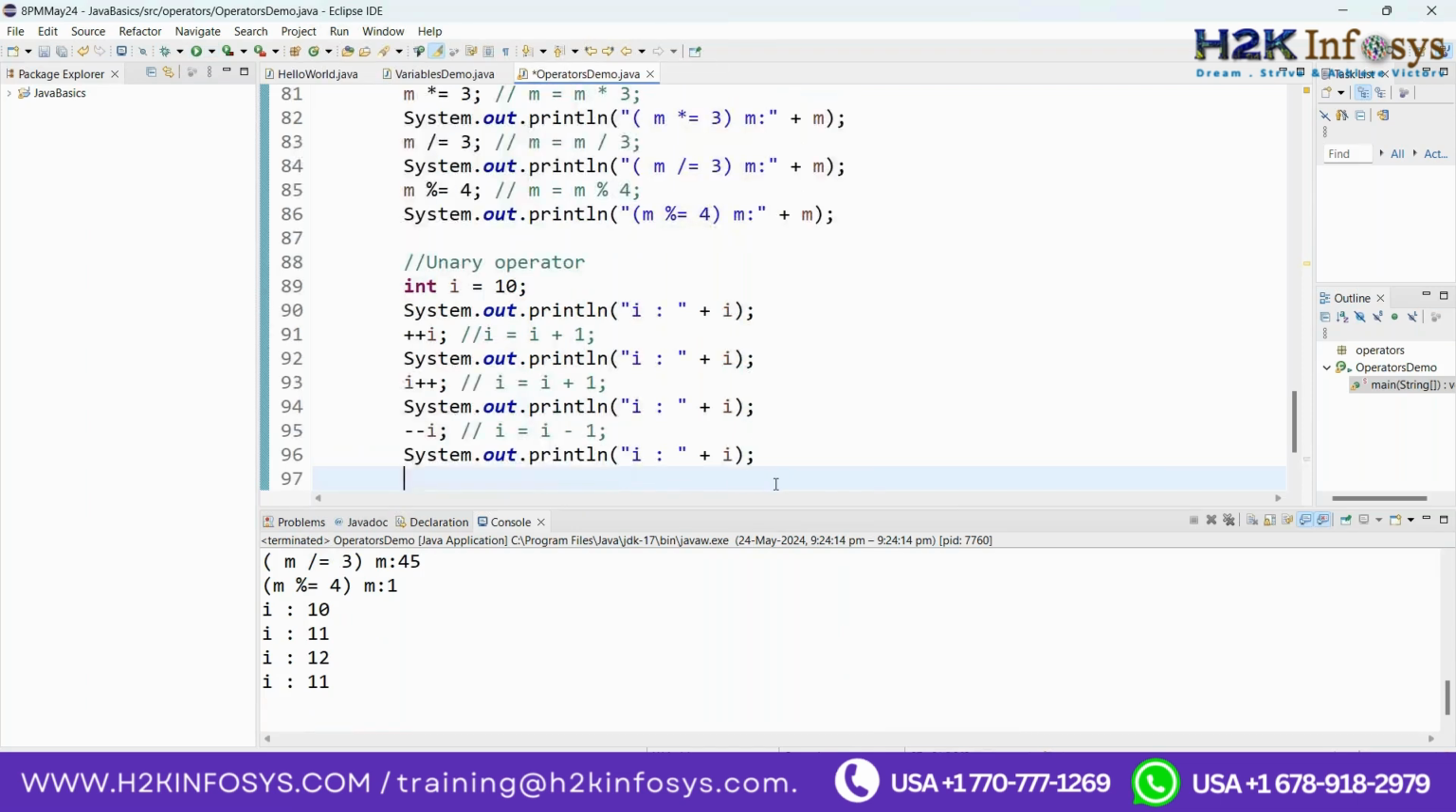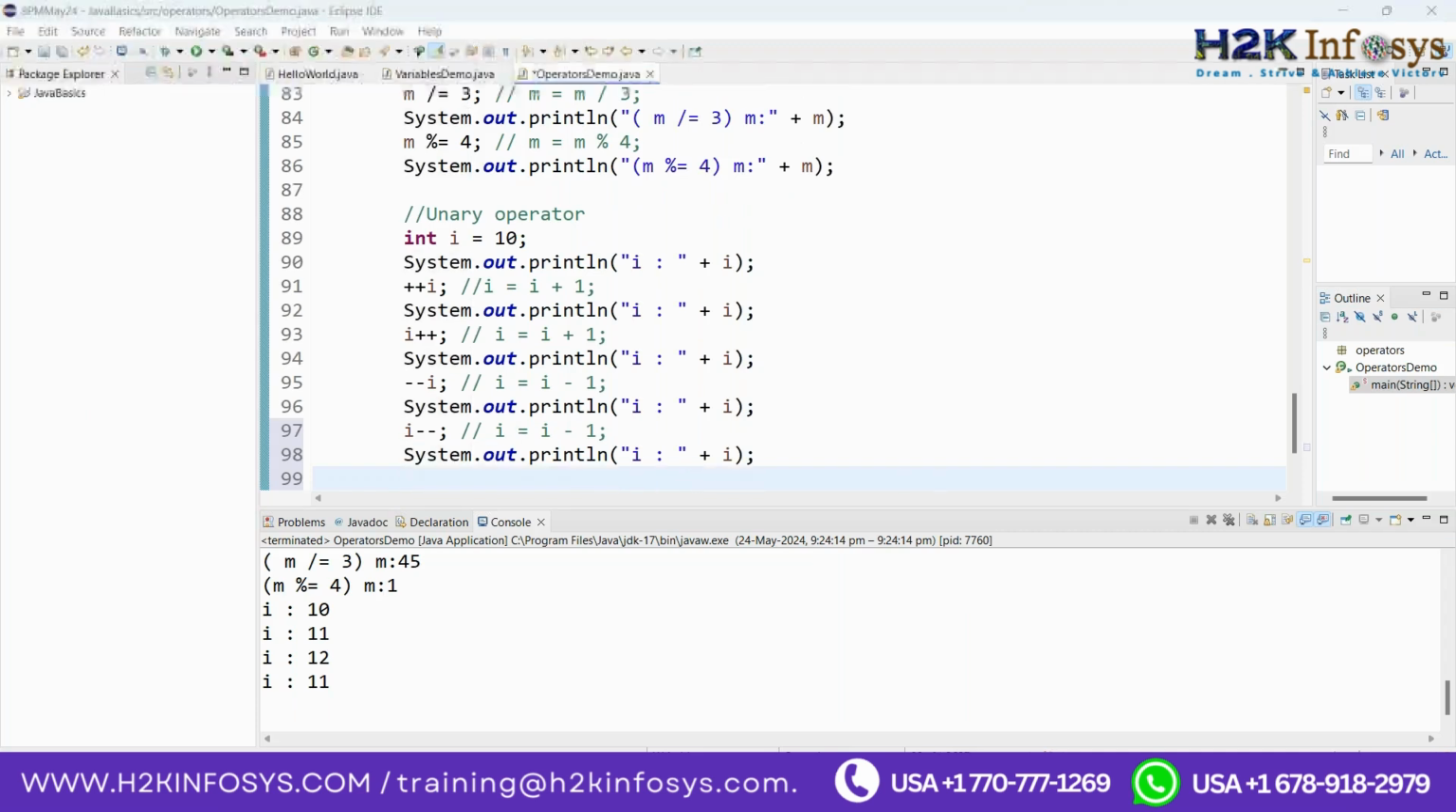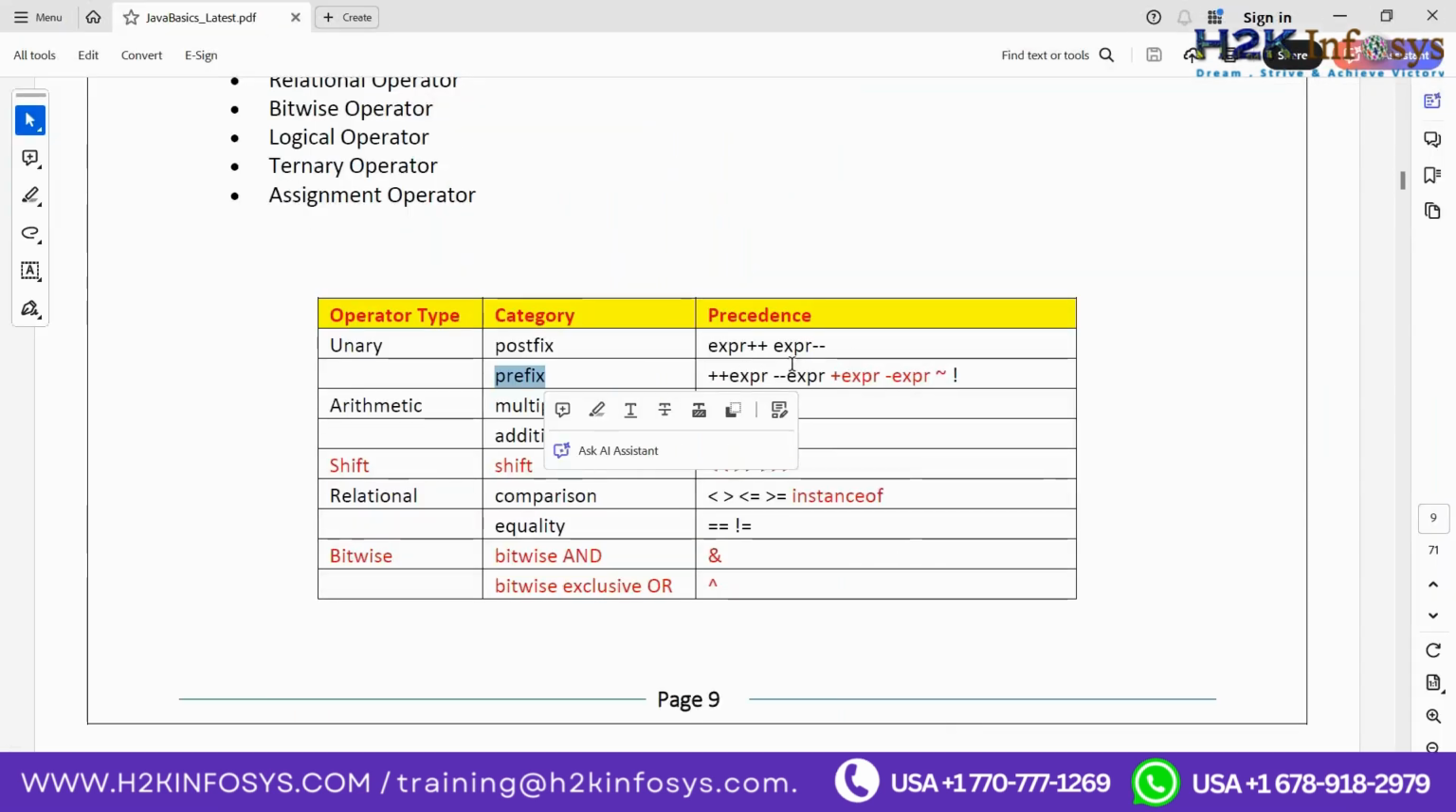Now same thing, I have I minus minus, which is equivalent to I equal to I minus 1. Now the I value will be 10. Okay. Now there is one more operator in unary. These 4 we completed, right? This is the last one.